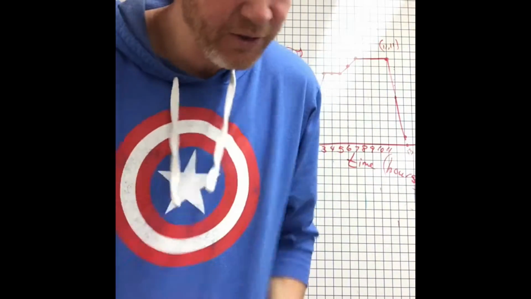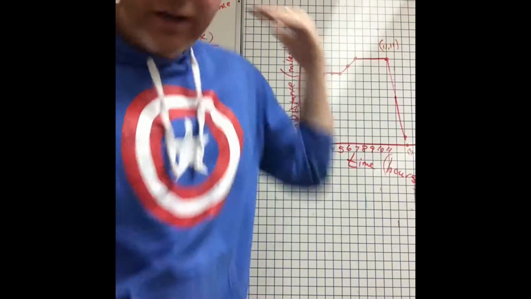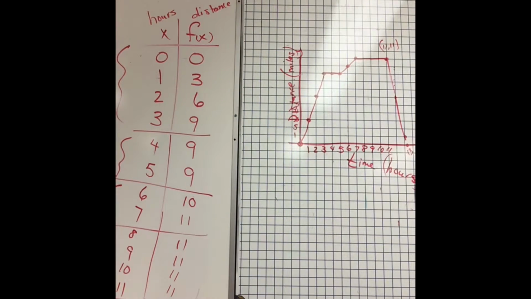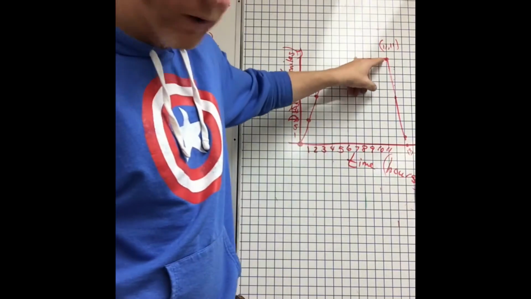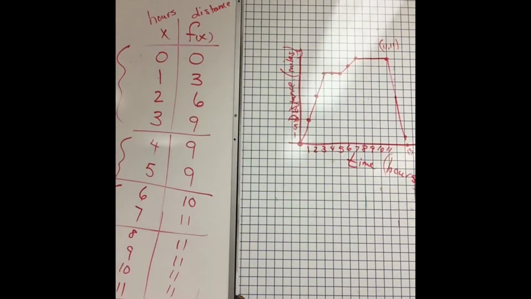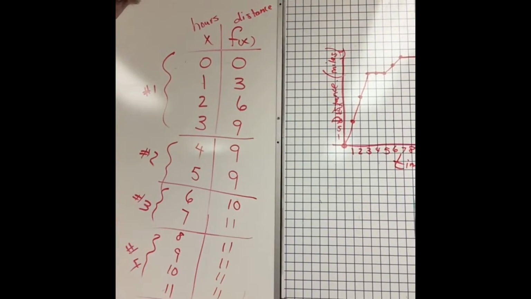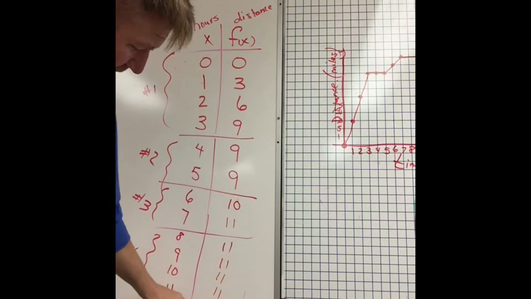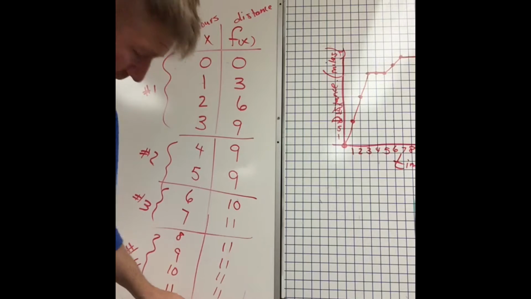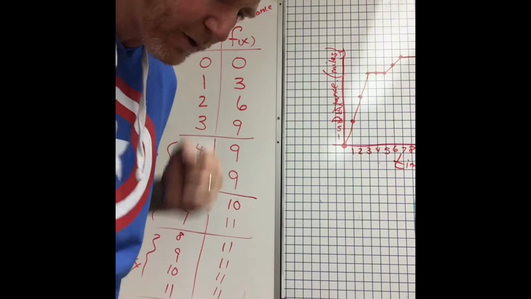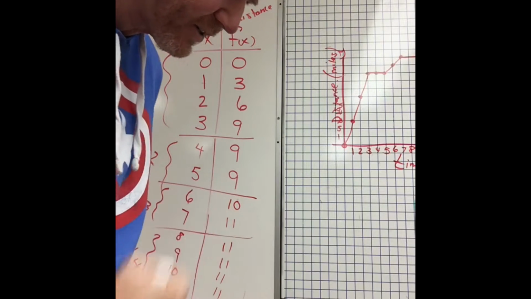Throw my Captain America suit on, and I start hauling ass down the mountain. And I am going, it looks like, at a rate of 5 miles per hour. So if you want to look back at my function, my input output, I went from 11 to 6. Well, that's 5 miles in 1 hour. So I'm really trucking.